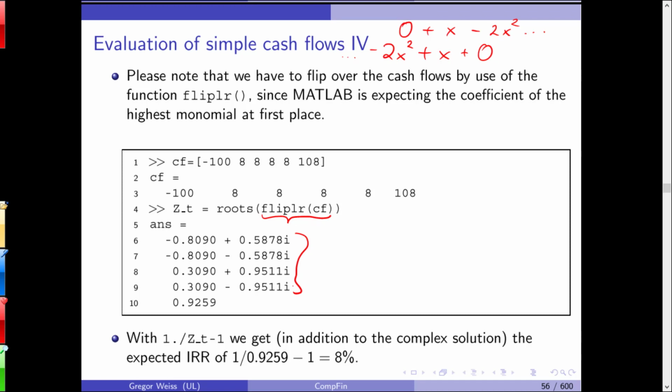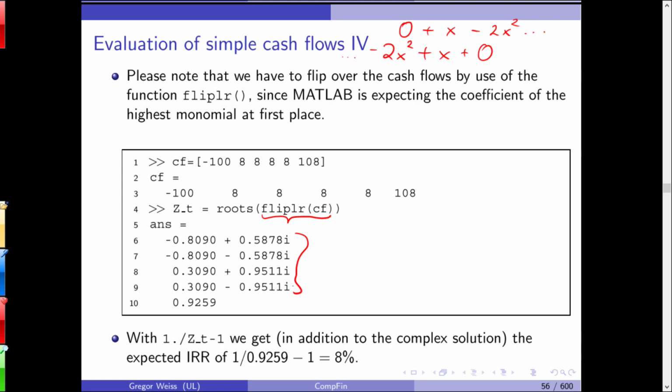And as you can see, obviously this is not the rate of return, this is the discount factor. If you invert the discount factor, you get 1 plus r, the internal rate of return. And surprise, surprise, it's 8%. Obviously, this is no big surprise, because if you pay 100, it pays you 8, 8, 8, 8, and 108. The internal rate of return obviously is 8%.